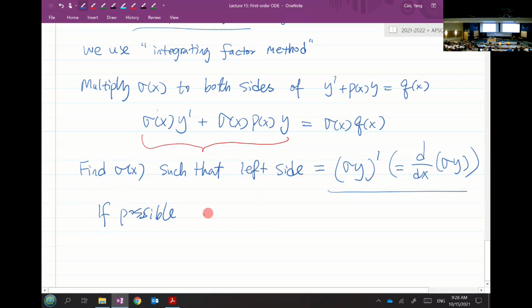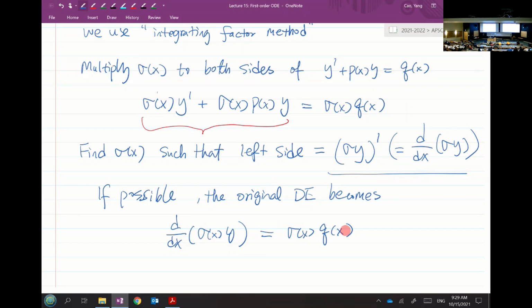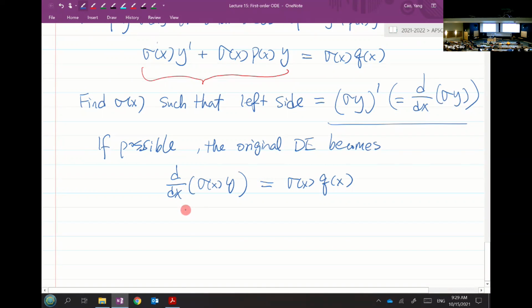So if this is possible, the original differential equation, which is this one here, what does it become? Because I said I somehow find a function sigma of x, and my left side is changed into d over dx of sigma of x times y, equal to sigma of x times q of x. I don't know what sigma of x is yet. I'm just saying, suppose we have found that sigma of x, and my differential equation becomes this derivative equal to this. Then if you look at this whole thing, I could multiply the dx to the right side. So then I get d of sigma of x times y equal to sigma of x q of x dx.